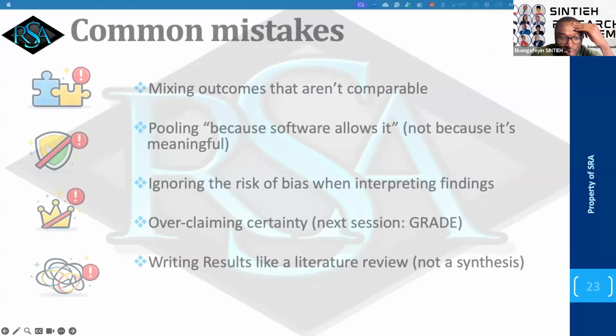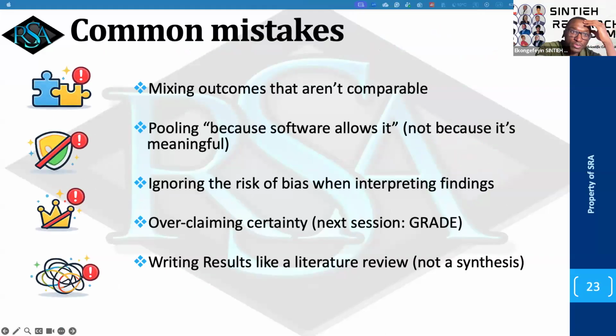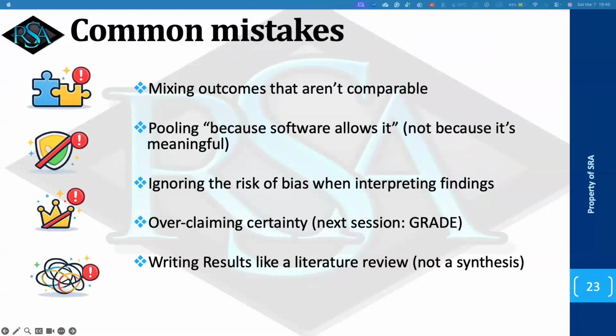Now, last but not the least, Lydia, can you read for us what the common mistakes are for people who want to do a meta-analysis? Common mistakes: mixing outcomes that aren't comparable, pooling because software allows it, not because it's meaningful, ignoring the risk of bias when interpreting findings, overclaiming certainty. Next session, GRADE: writing results like a literature review, not a synthesis.